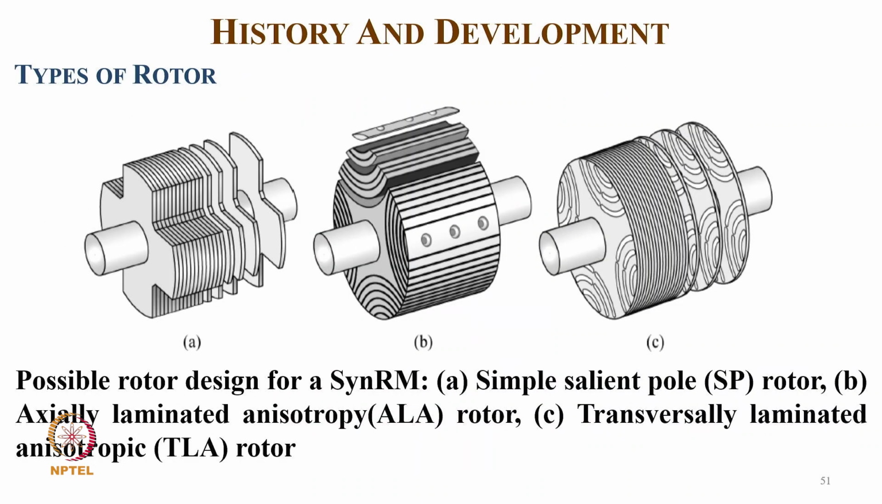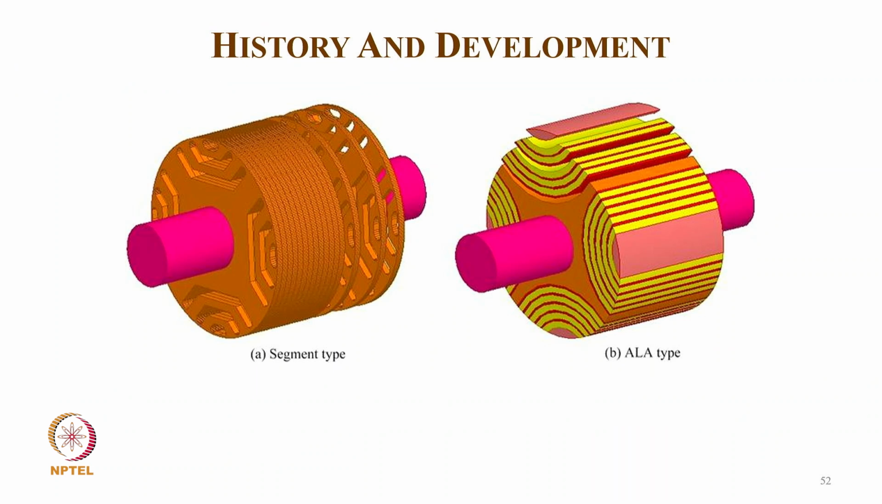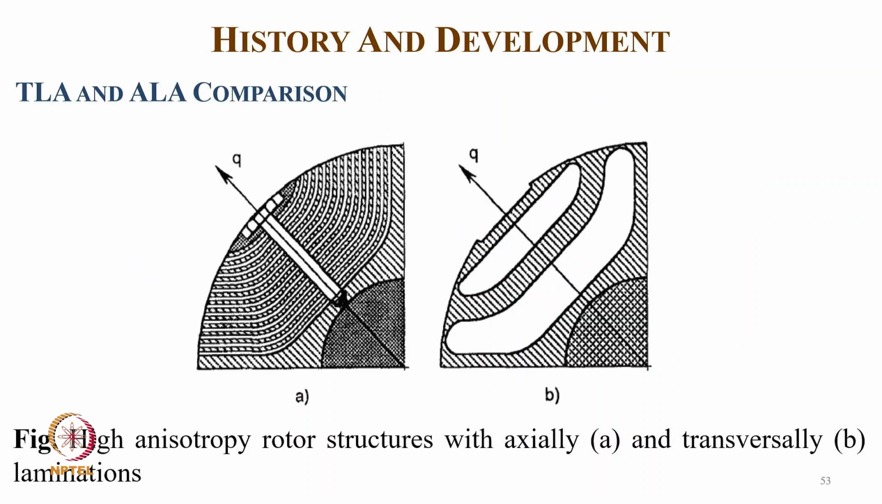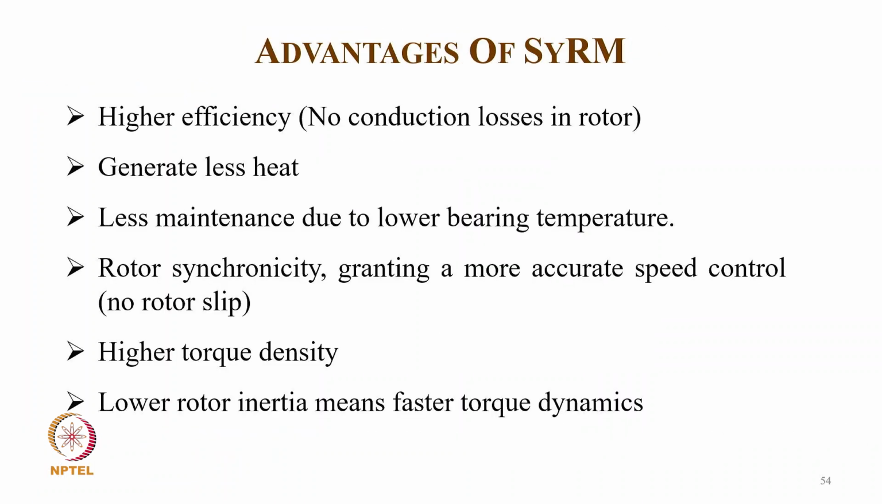And these are, of course, the types of rotors possible for a synchronous reluctance motor: simple salient pole, then the axially laminated anisotropic, and then the transversely laminated rotor. And you can see the segmental type, typically with the flux barrier, and the ALA type, and typically a highly anisotropic rotor structure with axial and transverse laminations of two kinds with the flux barrier.